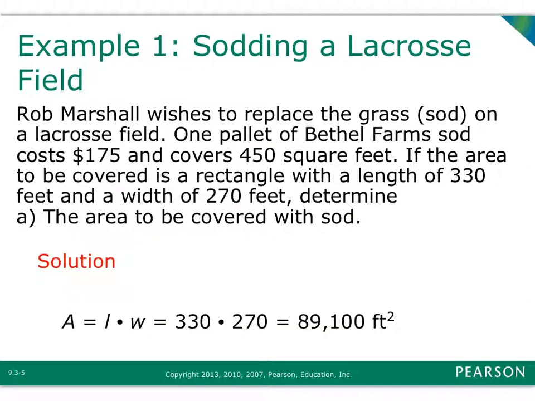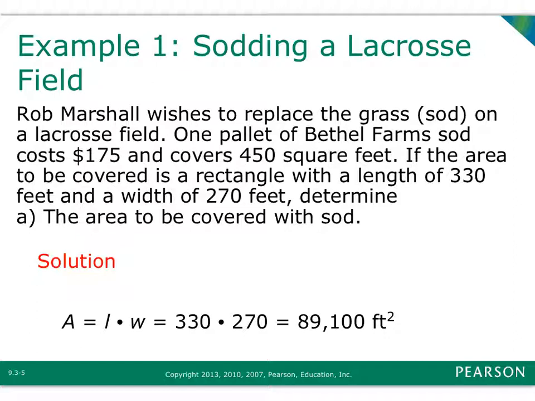So here's our first example of using some of the ideas of area and perimeter. Rob Marshall wishes to replace the grass sod on the lacrosse field. One pallet of Bethel Farms sod costs $175 and covers 450 square feet. If the area to be covered is a rectangle with a length of 330 feet and a width of 270 feet, determine 1a, the area to be covered with the sod.